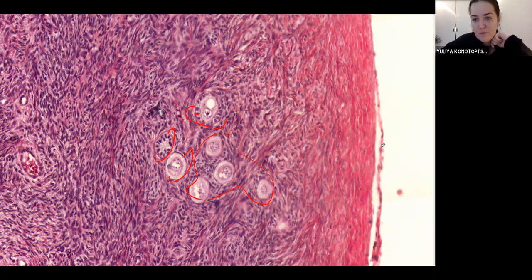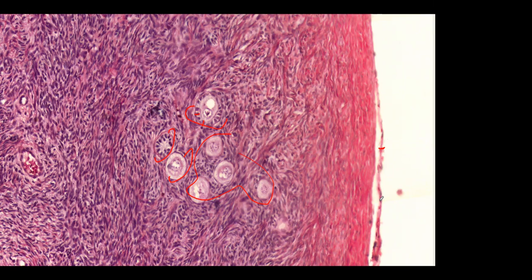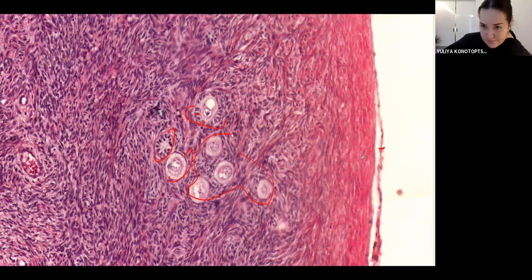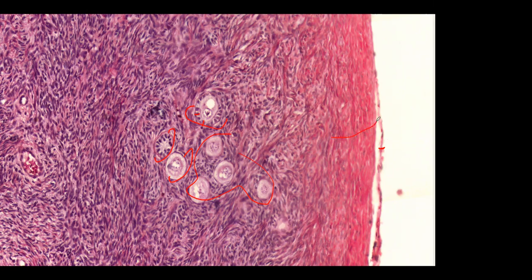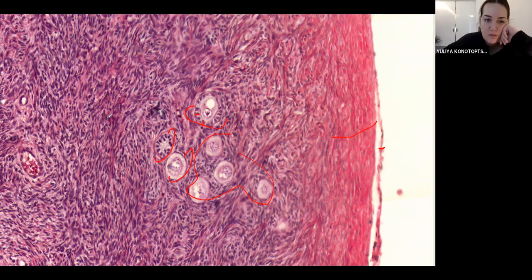What is this? Again, germinal epithelium. Yes, yes, yes. This is a germinal epithelium, right? Surface epithelium, this one. Tunica albuginea, very good. This one? Stroma, with lots and lots of smooth muscle cells.